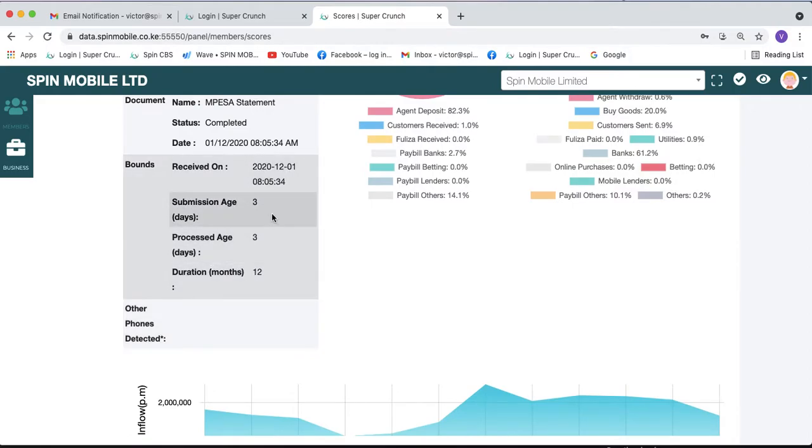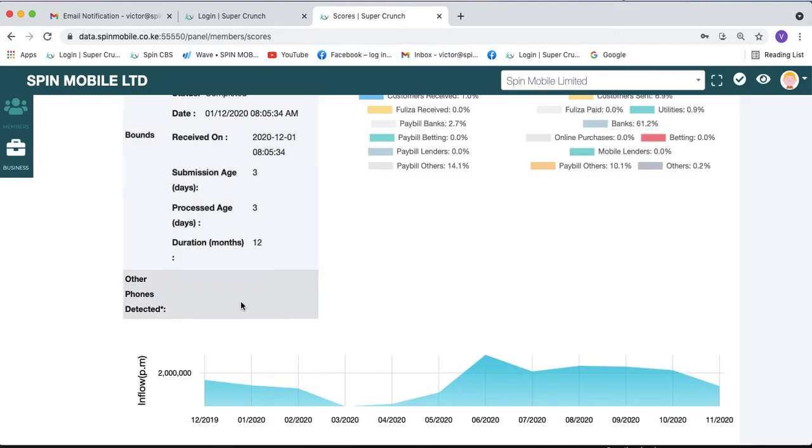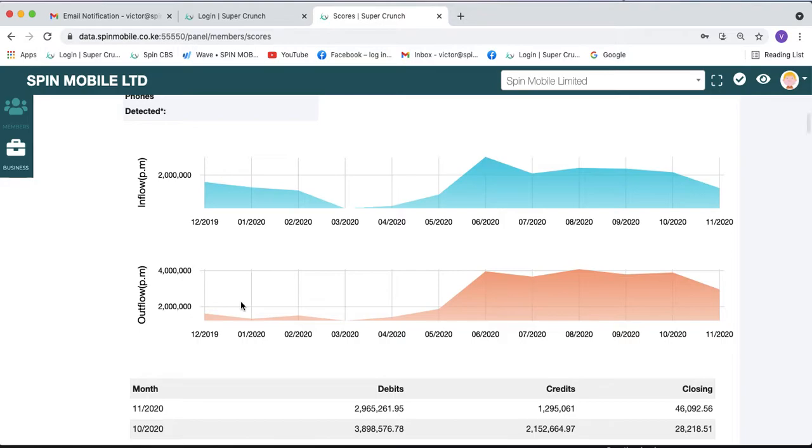You can also see how many days from the day that financial statement was generated by the financial institution. We are also able to detect other phone numbers that this individual could be operating.